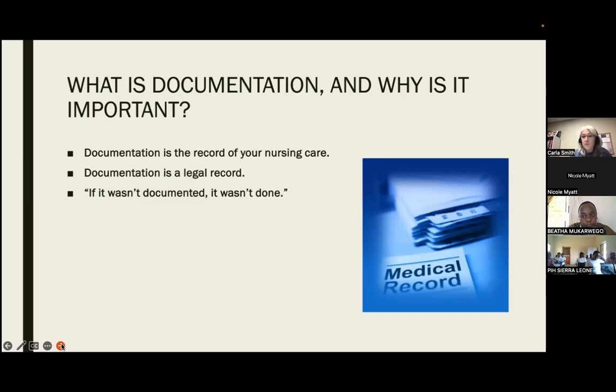We like to use the term, if it wasn't documented, it wasn't done. That is your proof that you did your work. It qualifies what you did. From a professional and legal standpoint, it's very important. It's how we prove, like I said, what we did or what we didn't do in the course of caring for our patients. And for this reason, documentation is not peripheral to your job as a nurse, it's actually very central to it. It's one of the most important components of care that you provide.